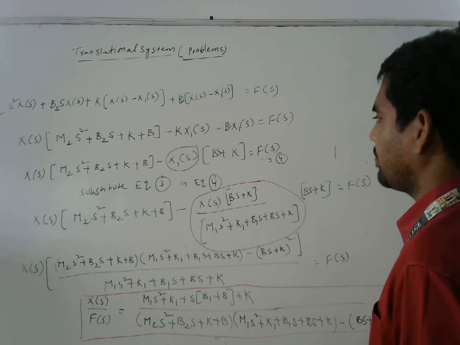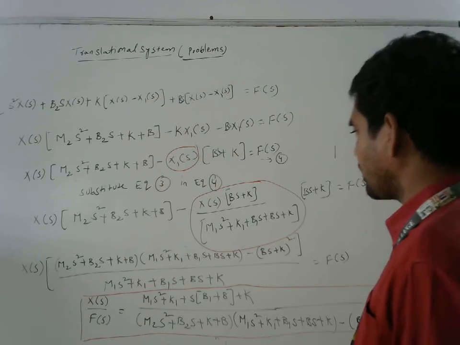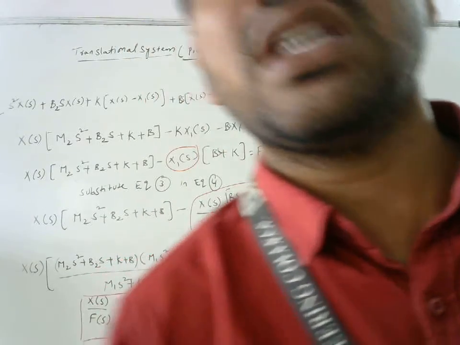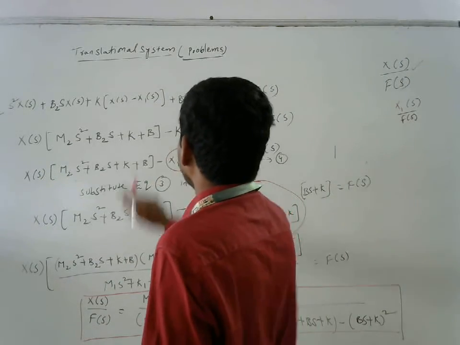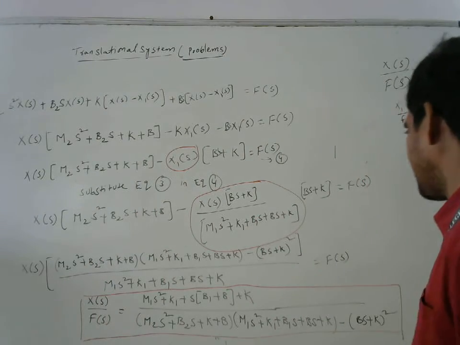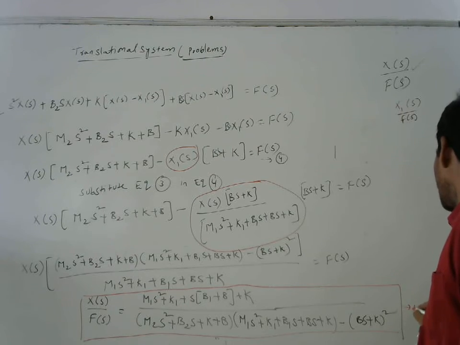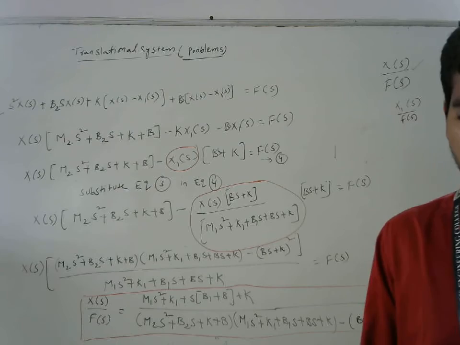For that we need to find x of s value again. The x of s value from equation 1, what you wrote, from equation 1 itself you need to find out x of s value, and again you substitute here, then we are going to get, what is that? I think it is f of s. What is the equation number? This is equation number 5 we are going to get.